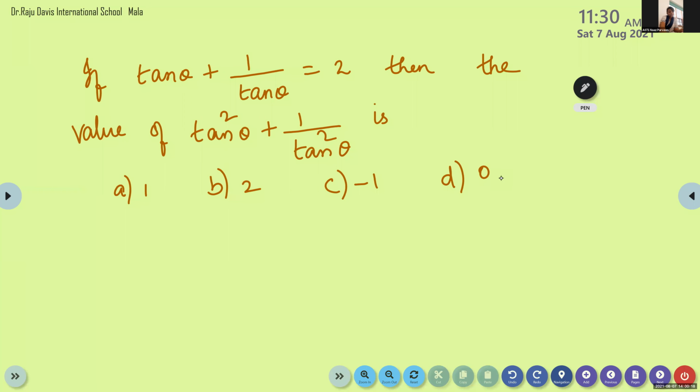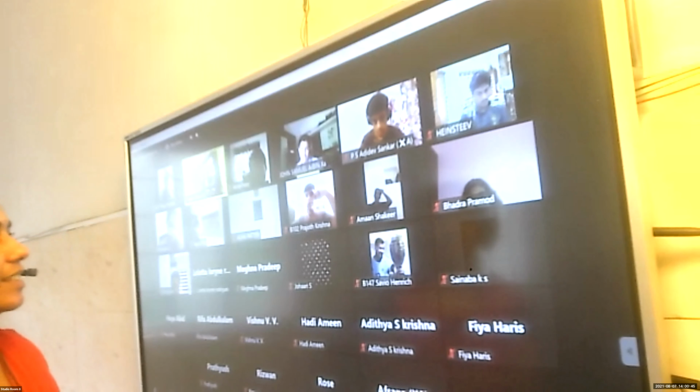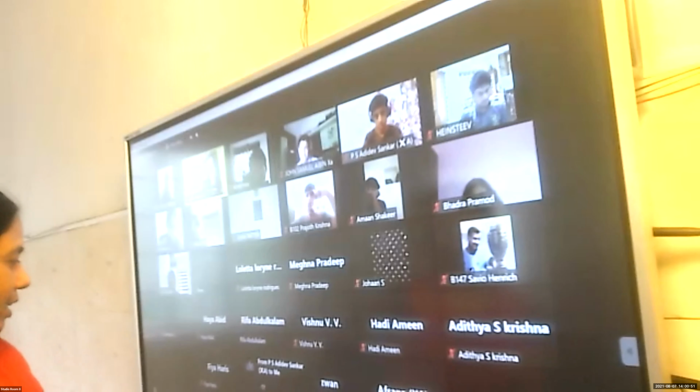Tan theta plus 1 by tan theta is 2. Find the value of tan square theta plus 1 by tan square theta. How to do this? Any other idea? No, 1 is also wrong. Okay. How to do this?